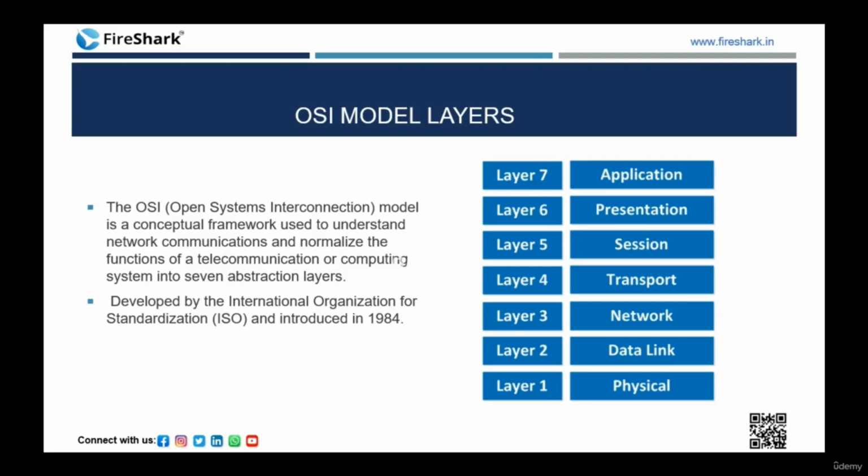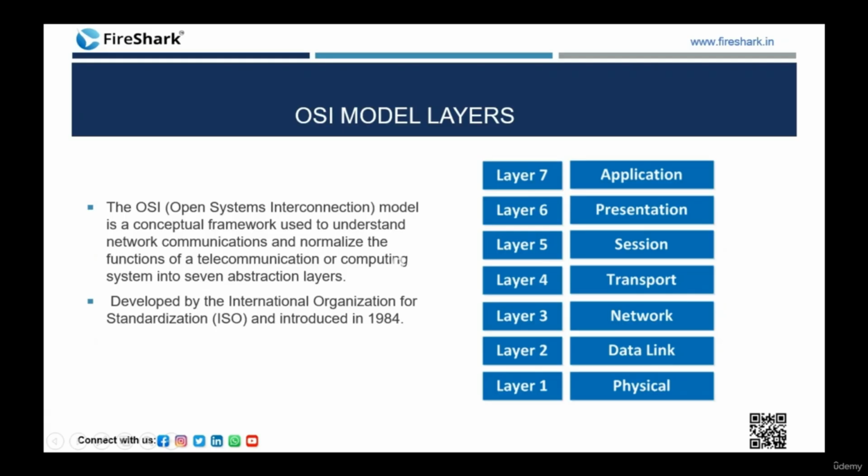Now let's understand the different layers in a broad way. The first one is layer 1, physical; layer 2, data link; layer 3, network; layer 4, transport; layer 5, session; layer 6, presentation; and layer 7, application. You just have to learn these layers because they are very commonly repeated in this course.